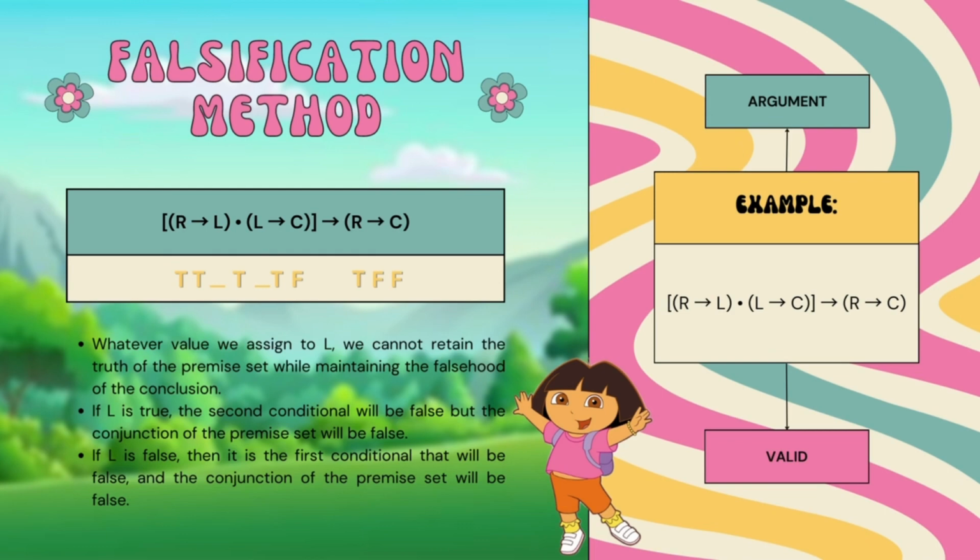If L is true, the second conditional will be false, so the conjunction of the premise set will be false. However, if L is false, then it is the first conditional that will be false, and the conjunction of the premise set will also be false.